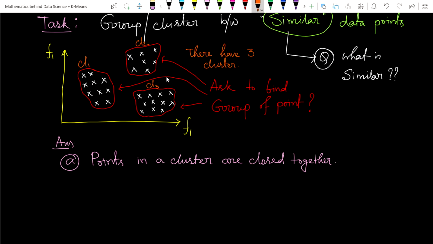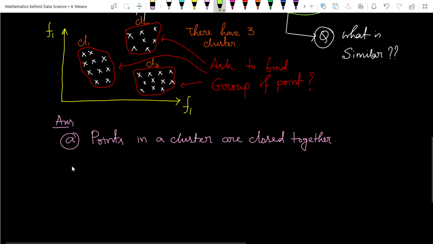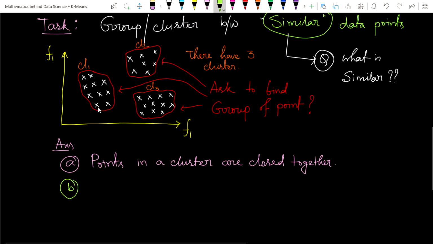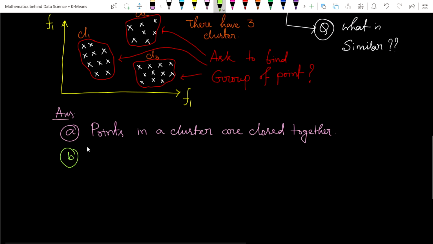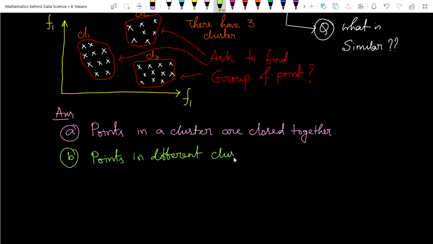Now the second question that comes into our mind is how we find that there are three clusters. The answer we get from here is that the points in different clusters are far away. These points make one cluster, these points make another cluster, and these points make a different cluster. If you compare the points between cluster 1 and cluster 2, there are bigger differences. So the second answer is that points in different clusters are far away.